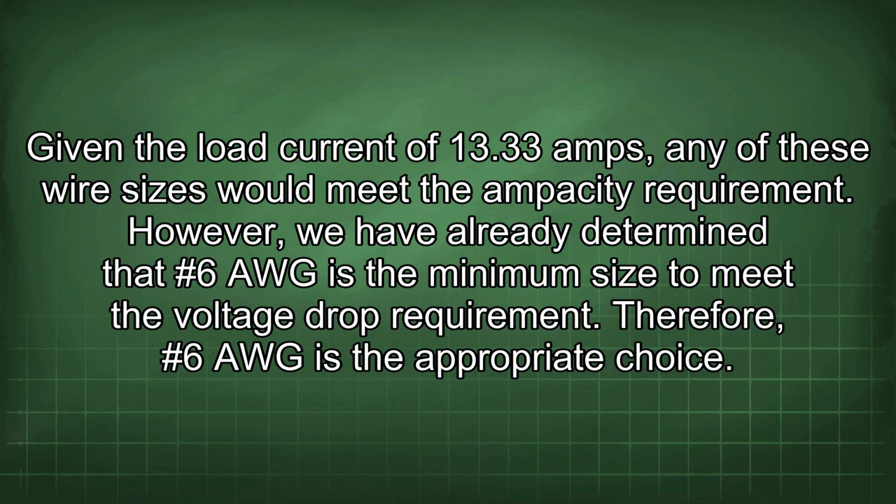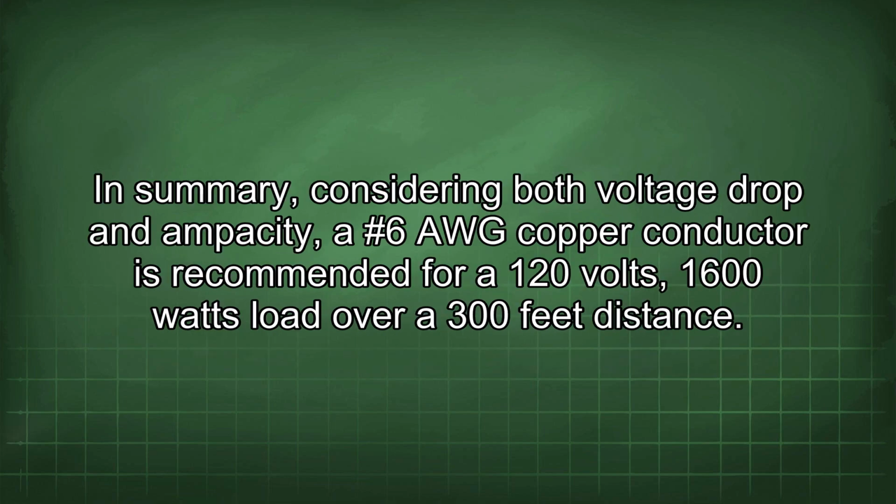However, we have already determined that #6 AWG is the minimum size to meet the voltage drop requirement. Therefore, #6 AWG is the appropriate choice. In summary, considering both voltage drop and ampacity, a #6 AWG copper conductor is recommended for a 120 volts, 1600 watts load over a 300 feet distance.